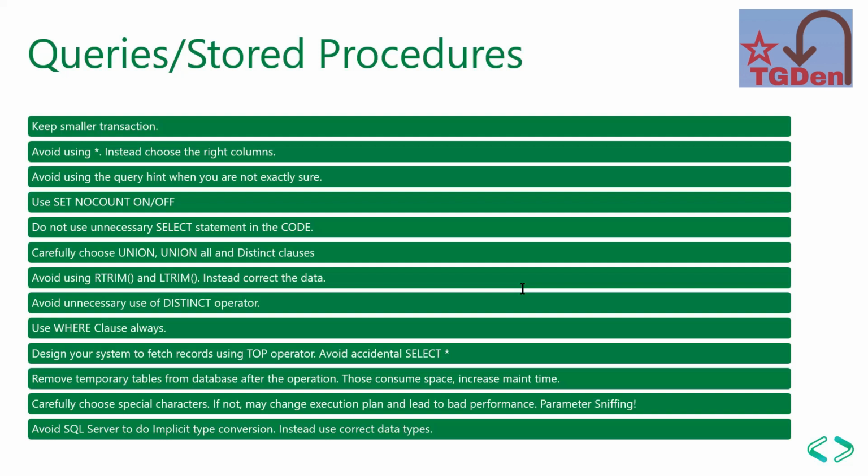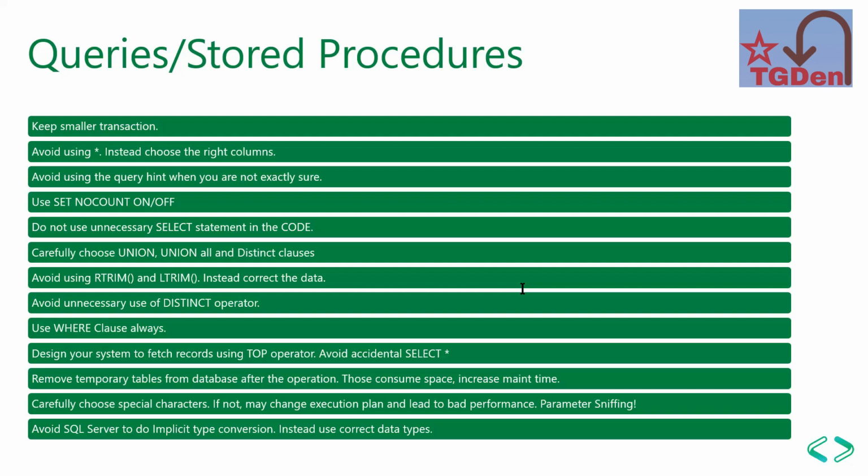Avoid using query hints when you are not exactly sure. Many people have a habit of suddenly using NOLOCK or PAGLOCK commands, or maybe UPDLOCK commands. They feel that instead of just giving a select query, if they can use a specific query hint, maybe that is better. If you're not sure, do not use those query hints, because that doesn't actually help you. Instead, it creates a negative impact on your performance, right?